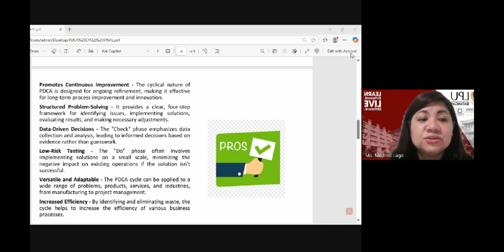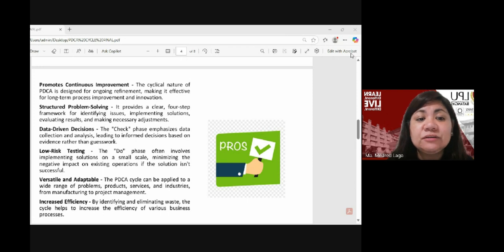Second, it's structured problem solving. It provides a clear four-step framework for identifying issues. That's one, you identify the issue. Second, you implement the solutions that you have thought of. And then you evaluate the results. And then lastly, you make necessary adjustments based on the results of your study.